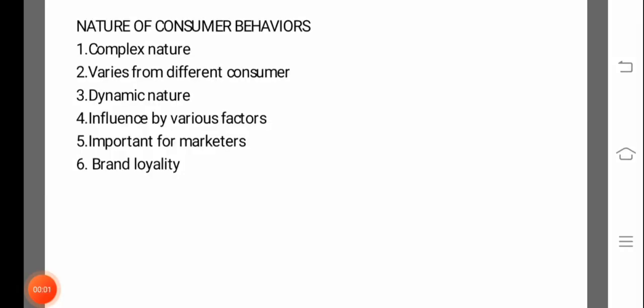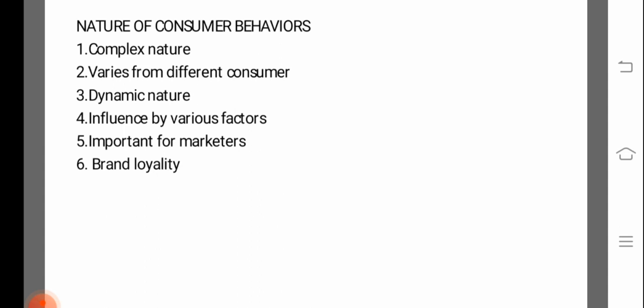Natures of consumer behavior. Now let's study the natures of consumer behavior. Once we study the natures of consumer behavior, it will be easy for us to understand the meaning or concept of consumer behavior more clearly. Complex nature. The first nature of consumer behavior is complex nature. As we know, different consumers or customers have different tastes, choices or preferences. So, it is always the duty of the marketer to notice consumer behavior in order to improve his product. Consumer behavior is of complex nature.